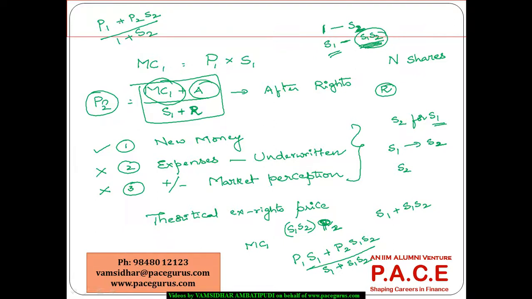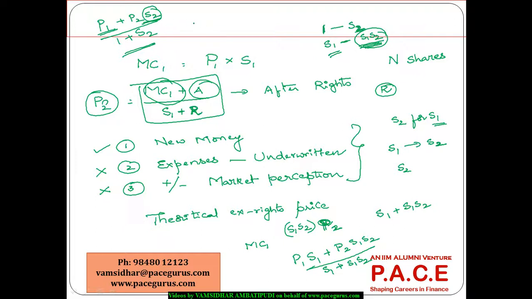Now you could clearly see, in case we are talking here, we have talked about one existing share, S2 being the number of new shares that are getting created through the rights issue. So in a simple way I could see it's a weighted average, right? P1 plus P2 times S2 divided by 1 plus S2. So that is what is coming out to be the new theoretical price post the rights issue.